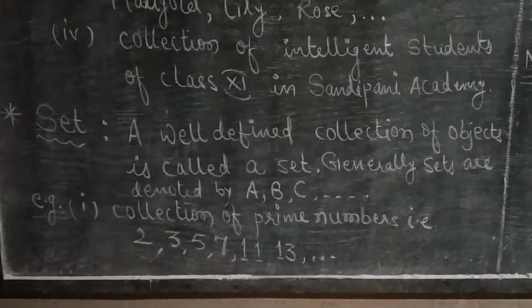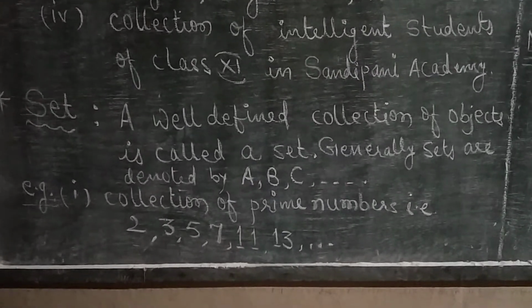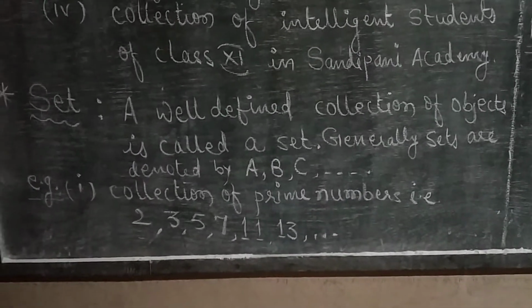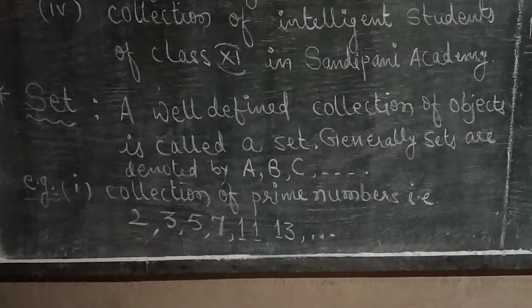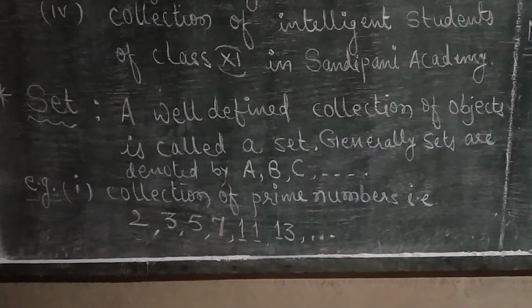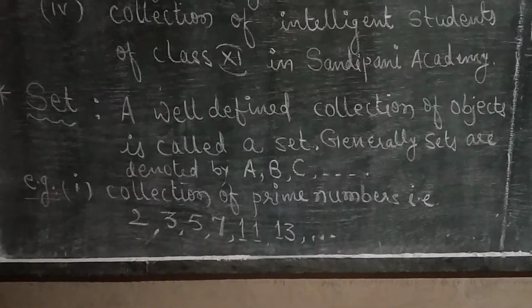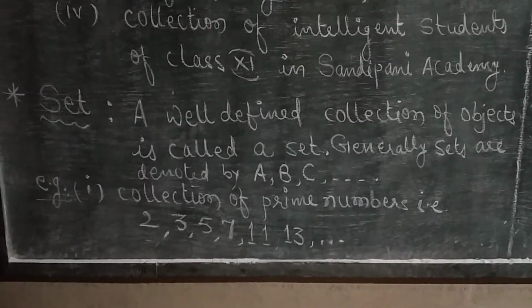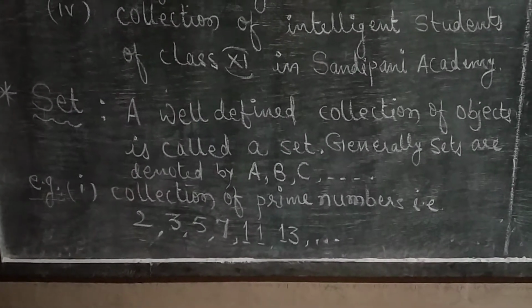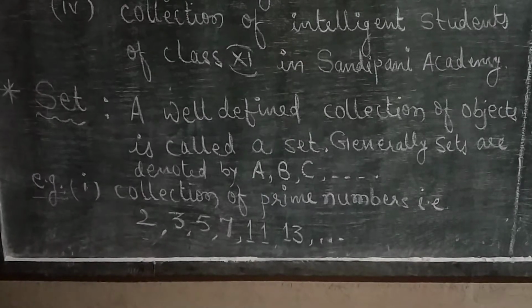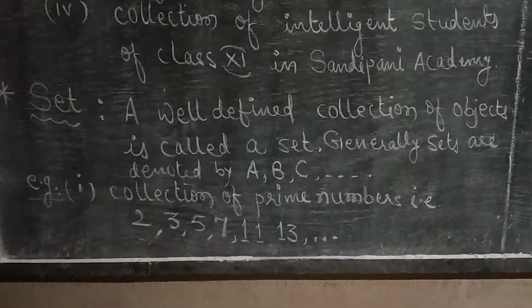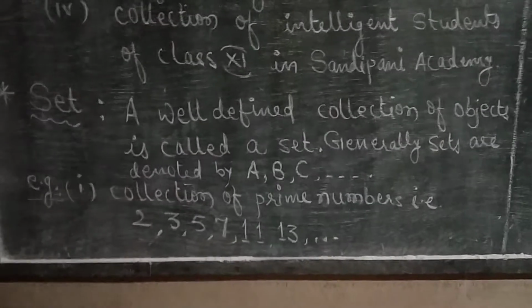Okay. For example, we are taking the collection of prime numbers. You know prime number. What is the definition of prime number? The number which is divisible by 1 or itself. It is called the prime number. There is no other factor. Like 2. 2 is divisible by 2 and 1. So it will be a prime number. And 2 is the only even prime number. Then 3, 5, 7, 11, 13. All these numbers are divisible by 1 or itself only. Okay. So this collection will be a set.